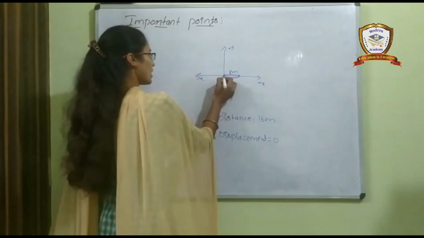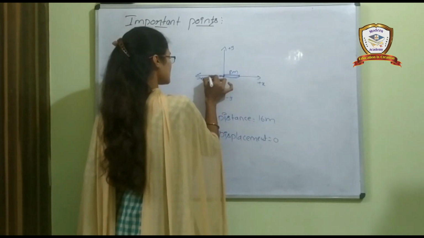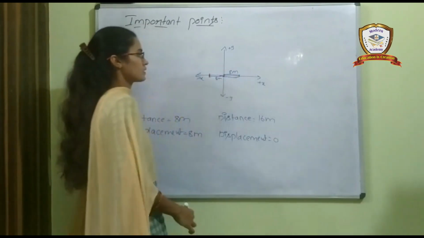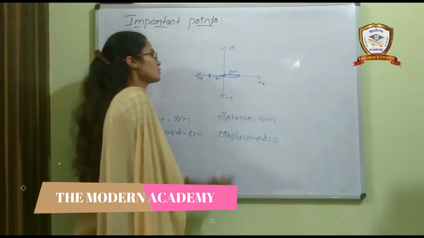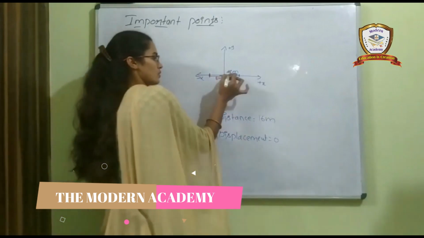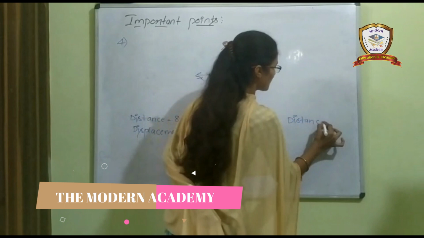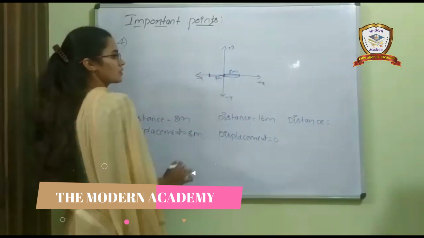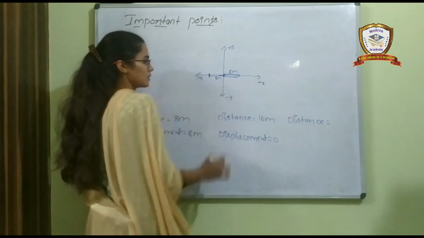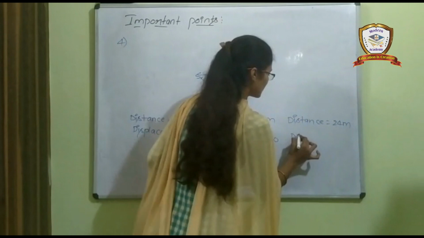Now, again this boy moves towards negative x-axis and he stops at this point. He covers 8 meters in the negative direction. So, what is the distance and displacement? What is the distance? Whatever the length he covered from initial point to final point, that length we call a distance. So first 8 meters, again 8 meters and then 8 meters: 24 meters. How much displacement?